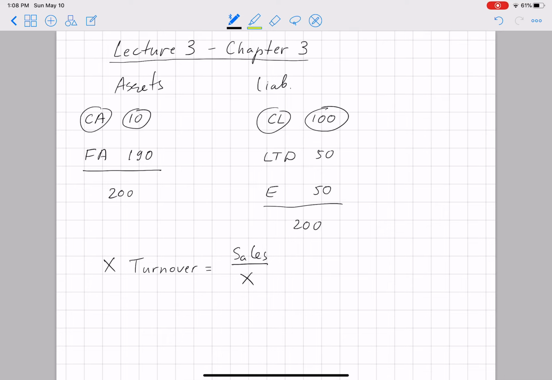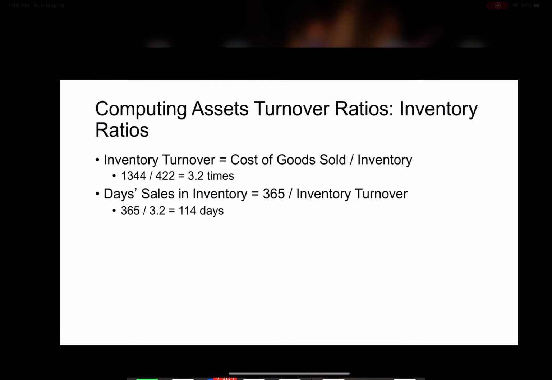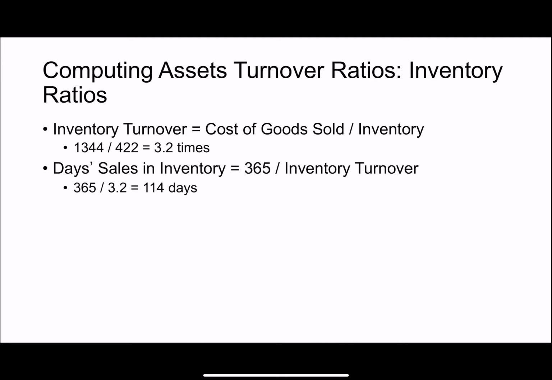So for instance, total asset turnover would be equal to sales divided by total assets. Inventories turnover would be sales divided by inventories. Accounts receivable turnover would be sales divided by accounts receivable. And finally, fixed asset turnover would be sales divided by fixed assets. Okay, so that's a general rule. So the question is, why do we care about turnover ratios in the first place?